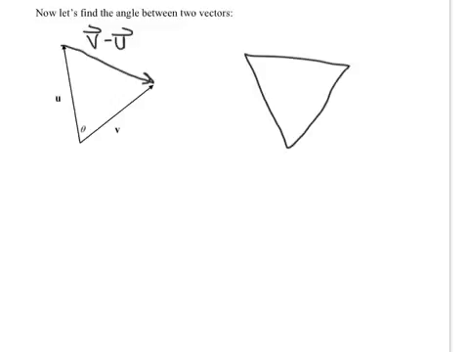If I look at the magnitudes, that means if I just look at the lengths of the triangle, here's the magnitude of u, here's the magnitude of v, and this is the magnitude of v minus u.